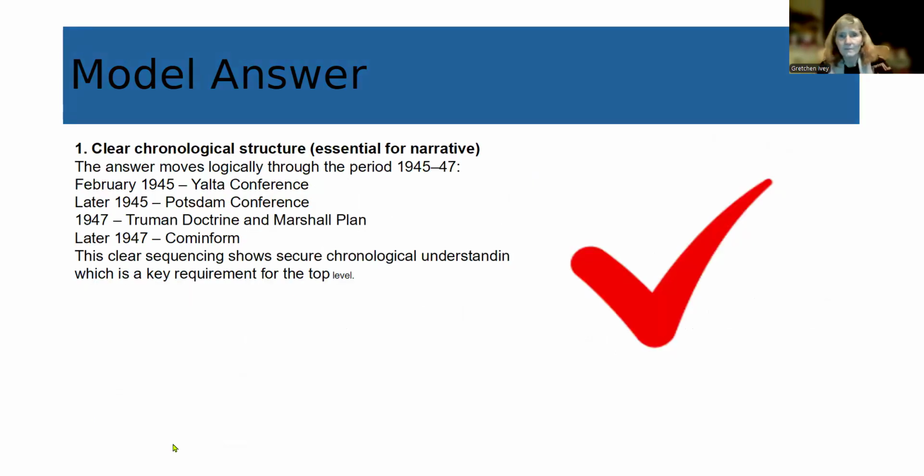Okay, model answer. Perfect. Clear chronological structure, which is essential for a narrative. The answer moves logically through the period of 1945 to 1947. So you've got February with the Yalta Conference, later in 1945 with Potsdam, and then in 1947, the Truman Doctrine, Marshall Plan, and later Cominform. This is a clear sequence showing structure and chronological understanding, which is a key requirement for the top level.